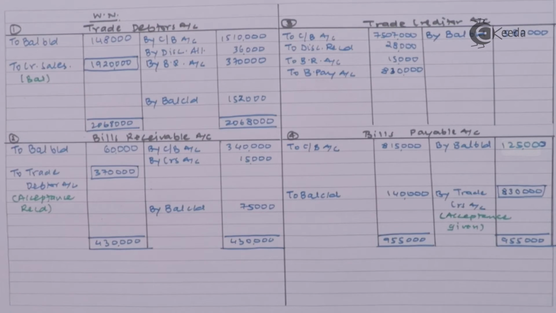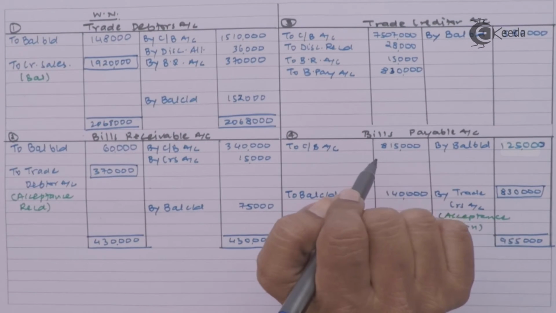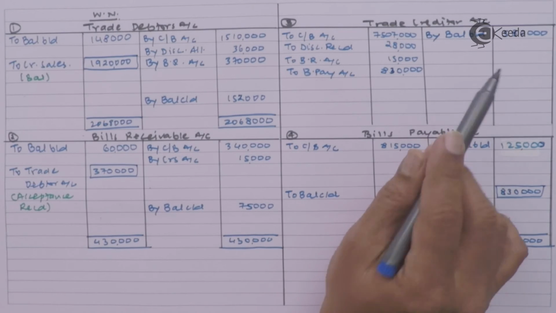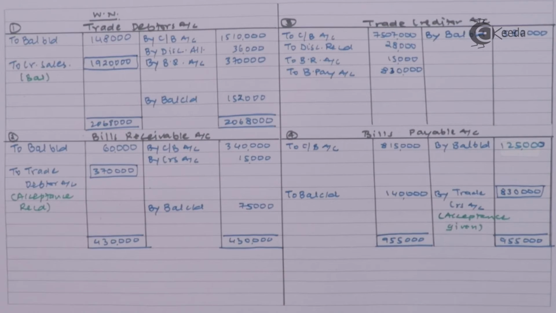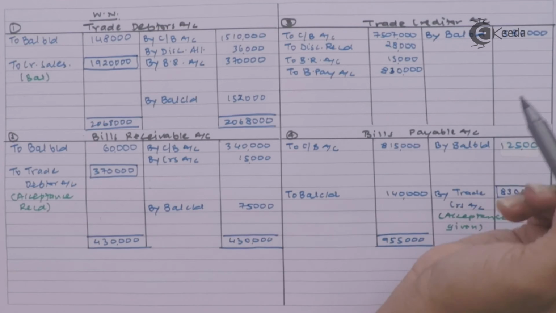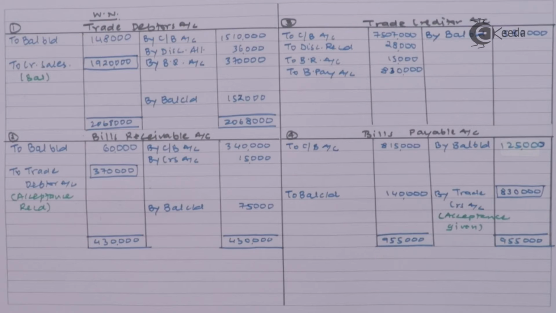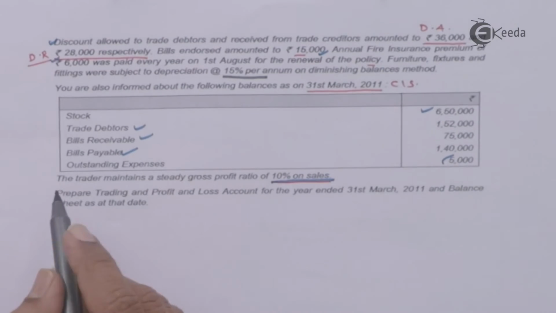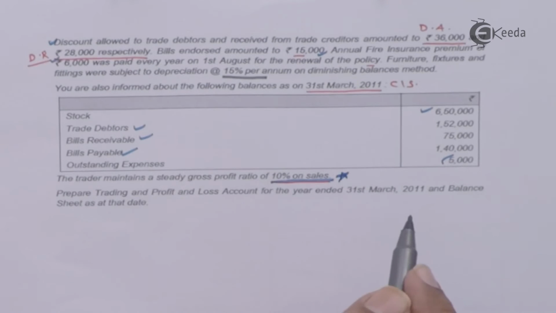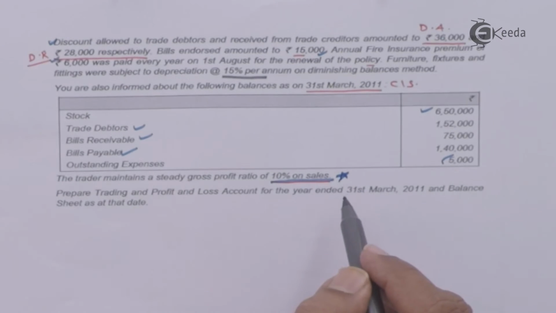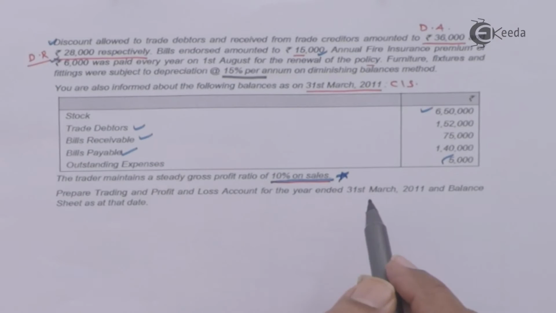Now, if I look to close my creditors account, what is missing? Closing balance they have not given you, and they have also not given you purchases. So if I get any one of the figures, the second figure can be derived as a balancing figure. So I need to firstly find out which figure can come up. Closing balance they have not given. Purchases they have not given. Has the question given me some other information? Yes, see this last line. They are saying trader maintains a steady gross profit rate of 10% on sale. So here I can get my GP.